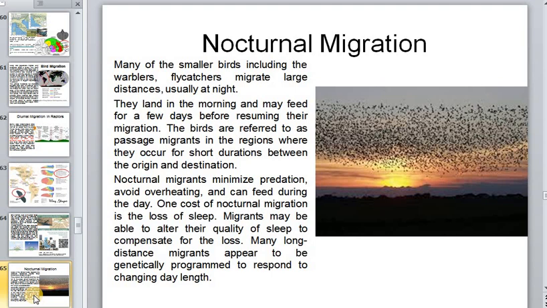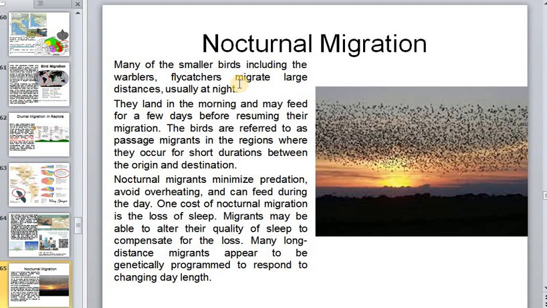And nocturnal migration, the opposite side of the coin. Many of the smallest birds, including the flycatchers, for example, migrate large distances, usually at night. They land in the morning and may feed for a few days before resuming their migration. The birds are referred to as passage migrants in the regions where they occur for a short time, between the origin and the destination. Nocturnal migrants minimize predation, avoid overheating, and can feed during the day.